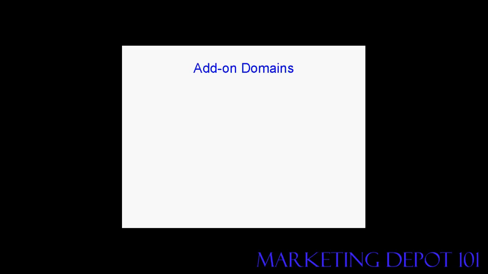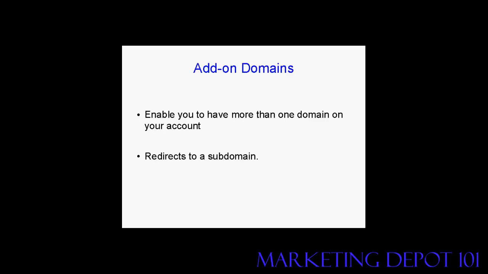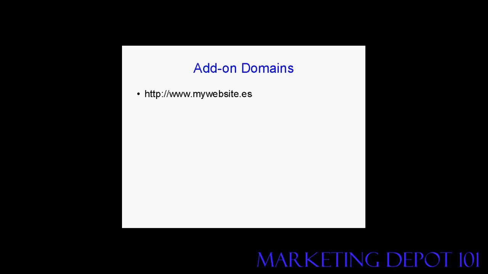Now, add-on domains work in conjunction with subdomains, and they enable you to have more than one domain on your account. And you set up the name servers on GoDaddy or wherever you have your account hosted exactly the same as you do for your main account, but with an add-on domain it will redirect that to a subdomain on your account.